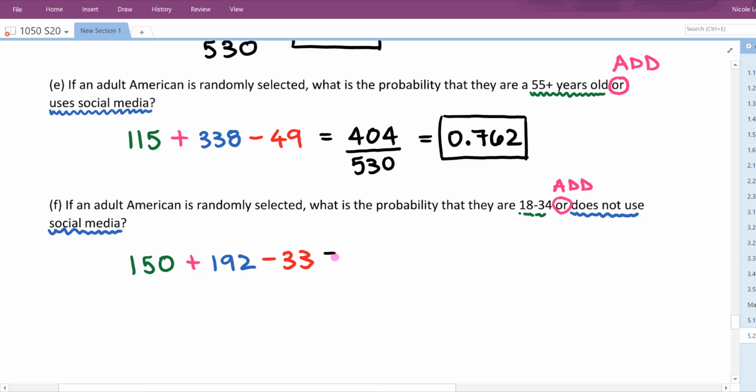If you were to type all of that into your calculator, you would end up getting 309, which again, you still have to divide by the total of 530. If you were to divide these two numbers in the calculator, we would end up getting 0.583.